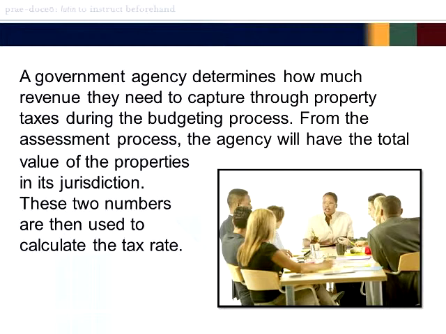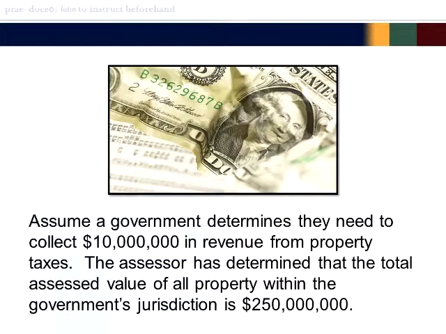From the assessment process, the agency will have the total value of the properties in its jurisdiction. These two numbers are then used to calculate the tax rate. Assume a government determines they need to collect $10 million in revenue from property taxes. The assessor has determined that the total assessed value of all properties within the government's jurisdiction is $250 million.